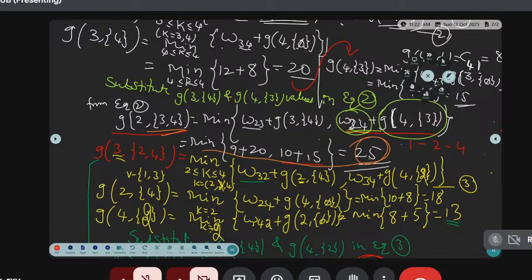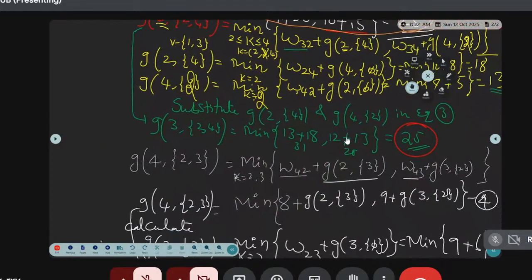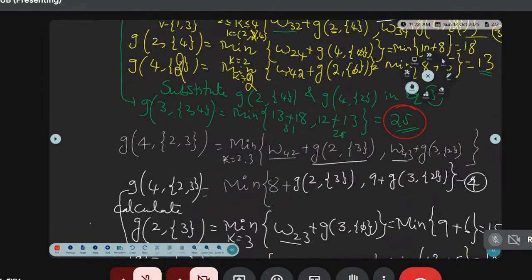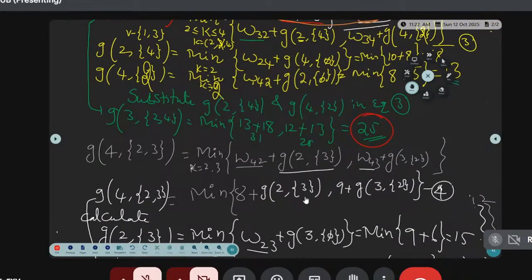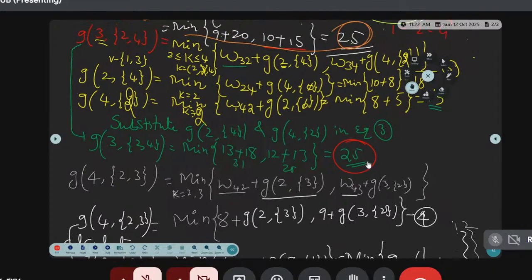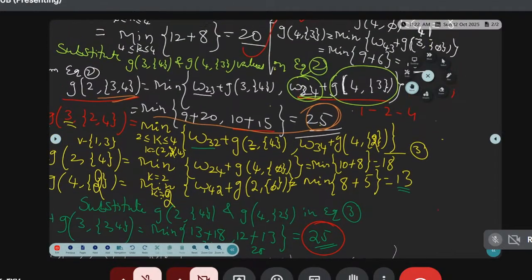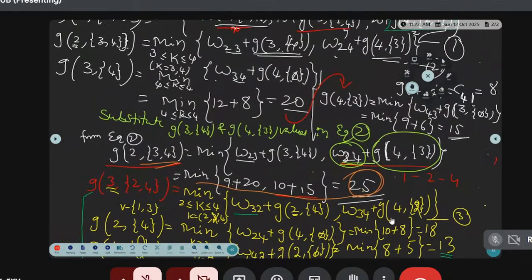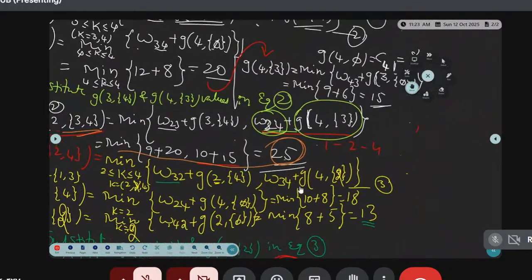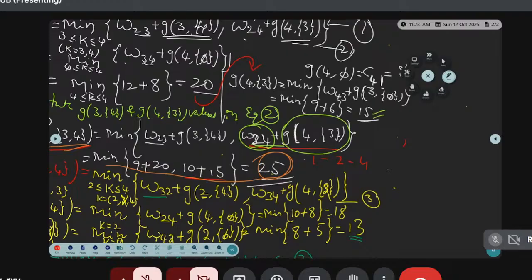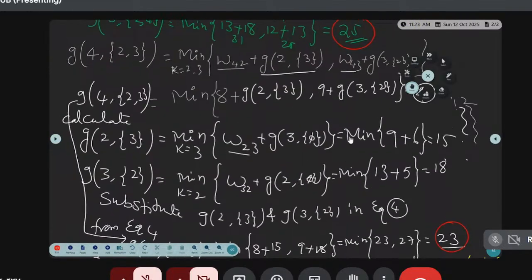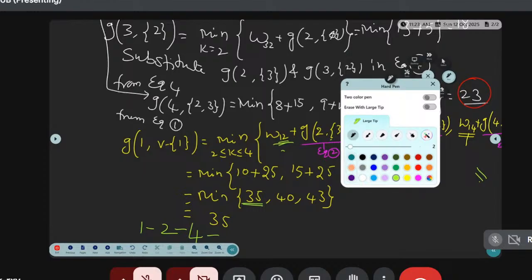G of 4 comma 3, where is 4 comma 3? Above, G of 4 comma 3, near 4 comma 2, this is 4 comma 3, further above. Right, G of 4 comma 3, here it is, this one, 15. 15 is the only one parameter, there are no two. That is W of 4 3, meaning you have to go from 4 to 3. 4 to 3 you have to move.